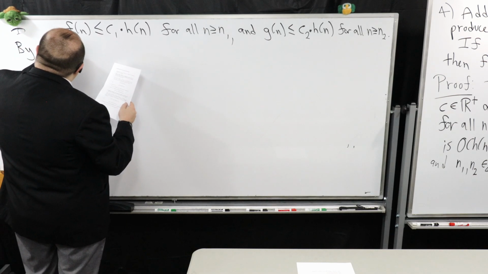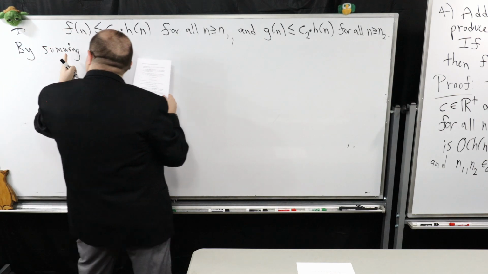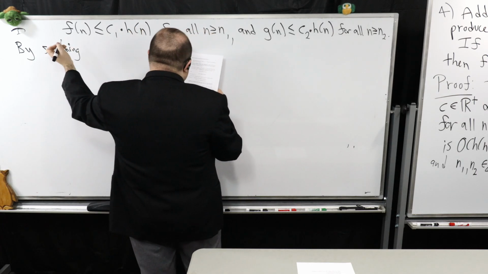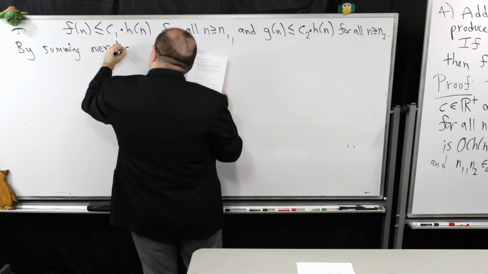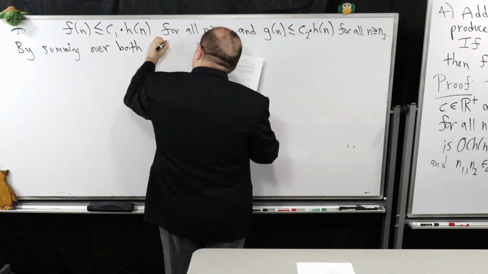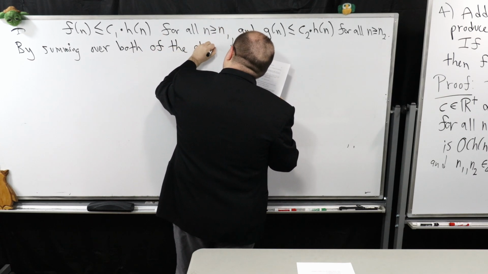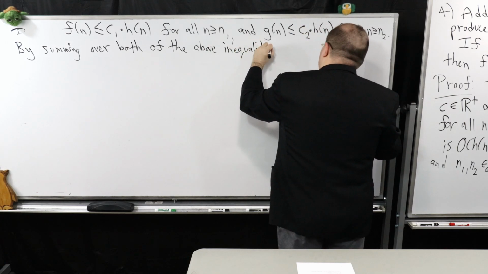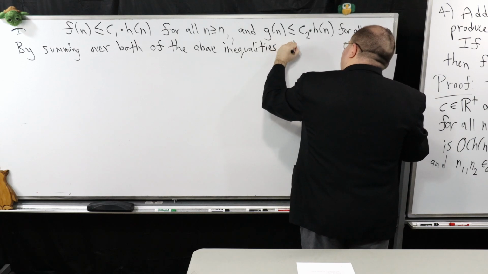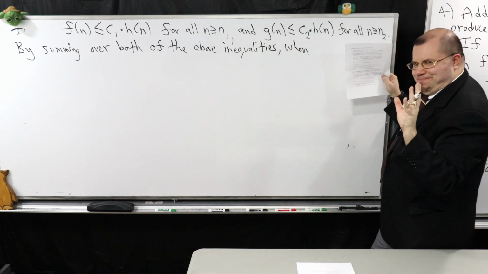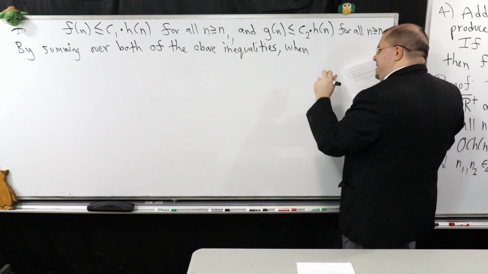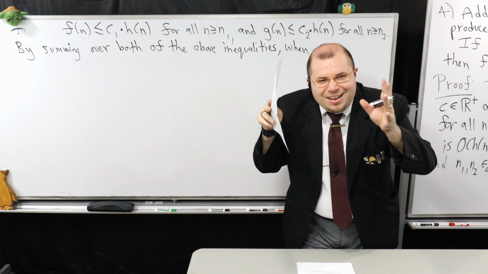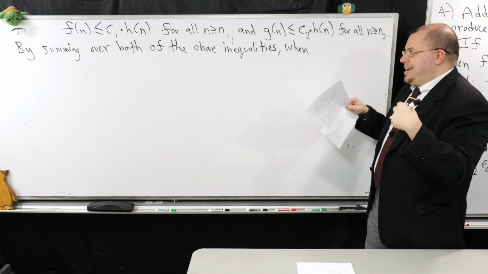By summing, the I is sort of melting into the M, let's fix that. By summing over both of the above inequalities, by summing over both of the above inequalities, now this is where you're going to see me pull out some nifty stuff, so pay attention to this very carefully here.